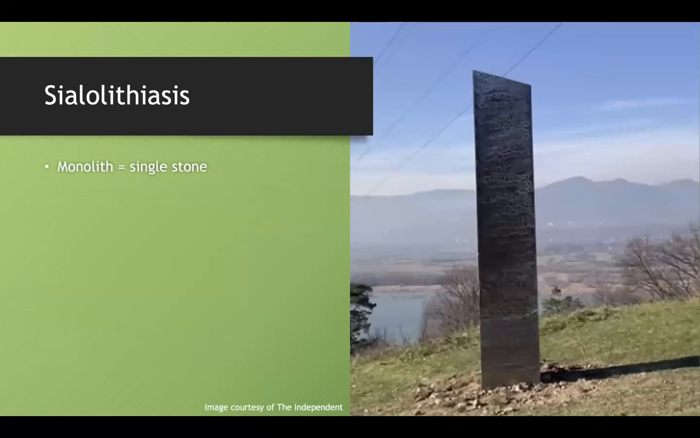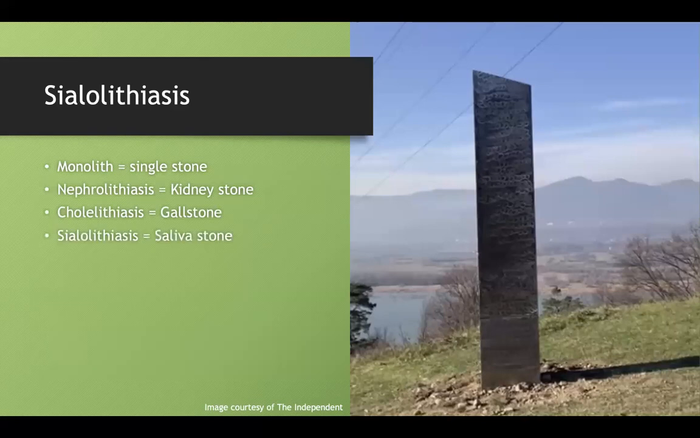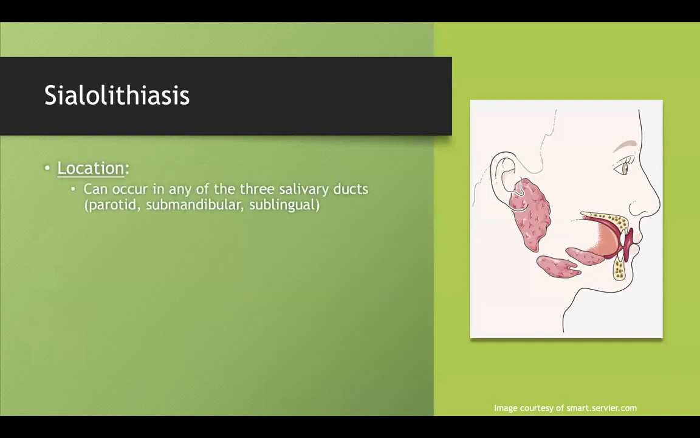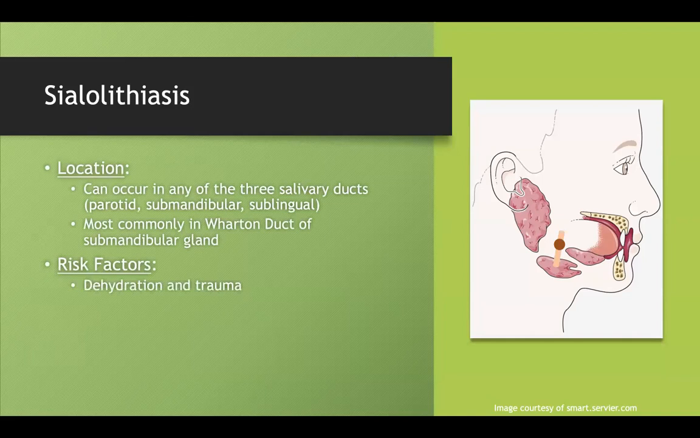So just as a reminder, what a monolith is, a single stone. So lith means stone, right? We have kidney stones, it's nephrolithiasis, gallstones or cholelithiasis, and a saliva stone is sialolithiasis. So these can be located anywhere, but they like to make sure that it's most commonly in Wharton's duct. So here's Wharton's duct, boom, salivary stone. Risk factors, they make sense. If you're dehydrated, you're not having as much of a dilute saliva, a hypotonic saliva, you can get it.